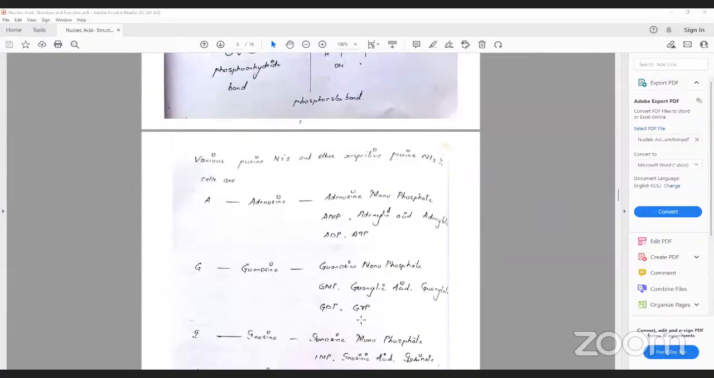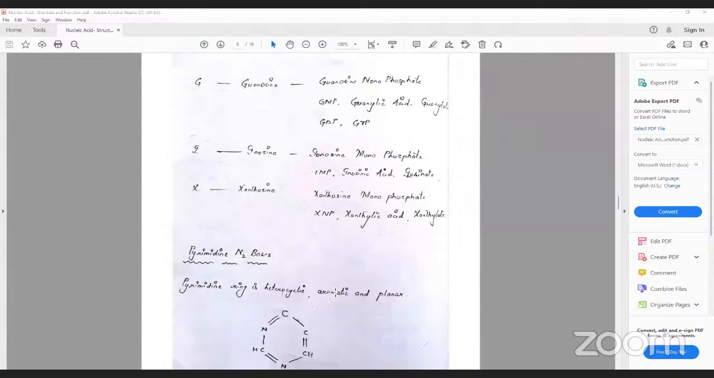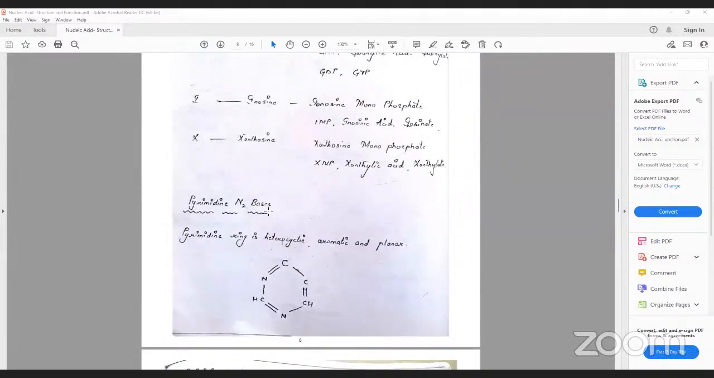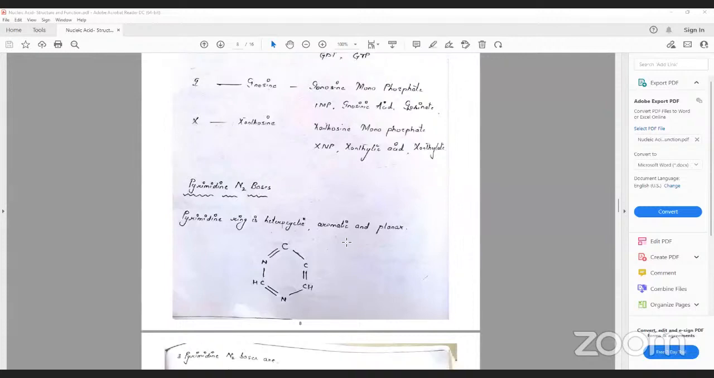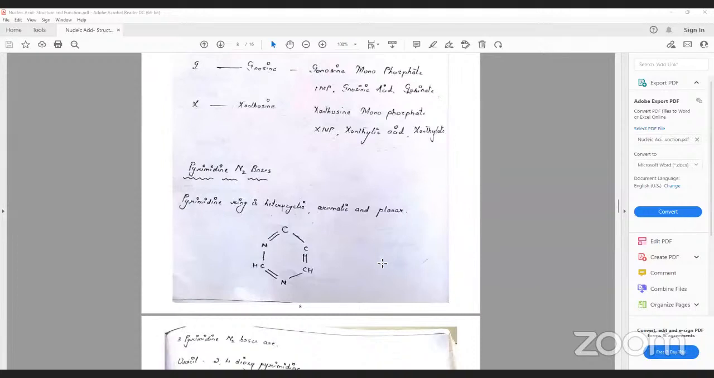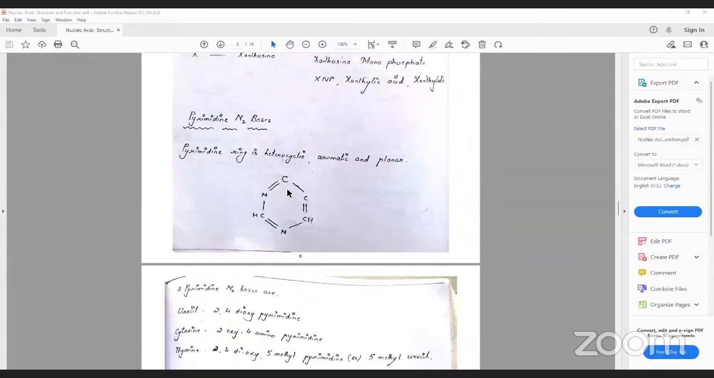So these are the various purine nucleosides which you all can easily understand. Now coming to the pyrimidine nitrogen base. Here also they are heterocyclic, aromatic, and planar. But the only thing is they lack the imidazole ring. Any doubt? So they lack the imidazole ring, and here the numbering of the atoms will be in clockwise direction. So here it will be 1, 2, 3, 4, 5, and 6.